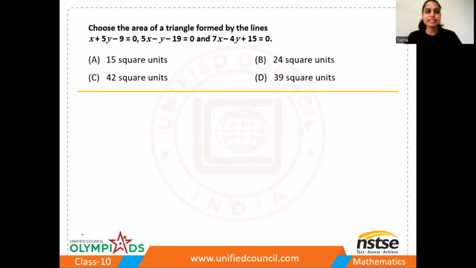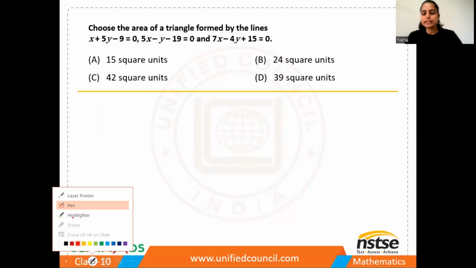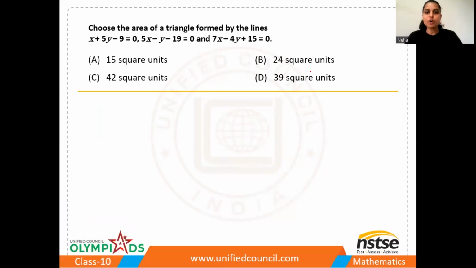In the next question, they are saying to choose the area of a triangle formed by these lines. All right, so basically they are saying that there is a triangle which is formed with these three lines. That means yes, this is a triangle. Let's suppose this is a triangle.